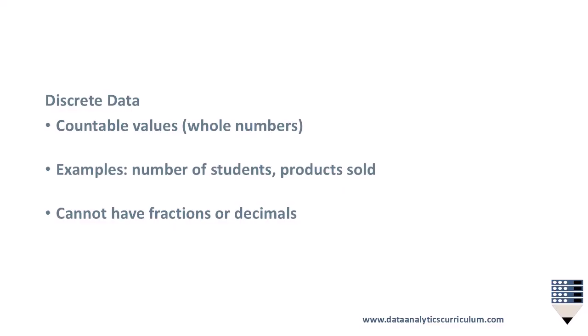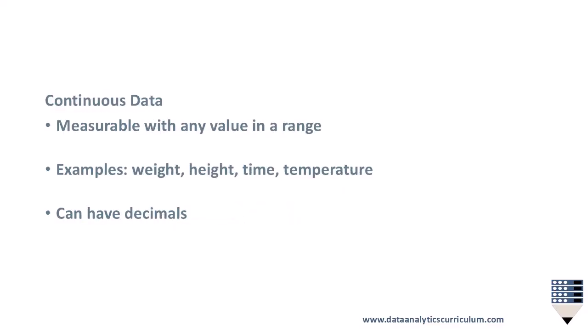For example, the number of students in a class or the number of products sold in a day. You can't have half a student or a fraction of a product. Discrete data is all about countable quantities.